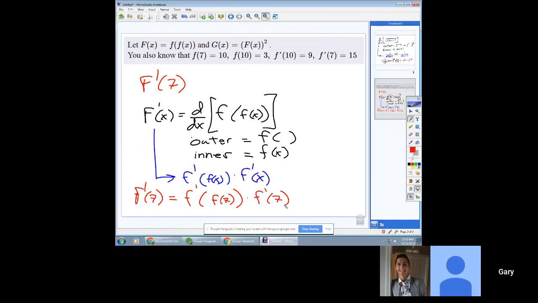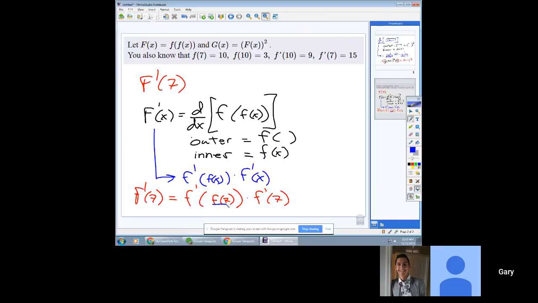All right, so let's see. Do we know what f prime of 7 is? Or sorry, f of 7. To think about order of operations, we have to start inside here. What's f of 7? It's 10. That's 10. Okay, so then, let's see, I'm running out of room.